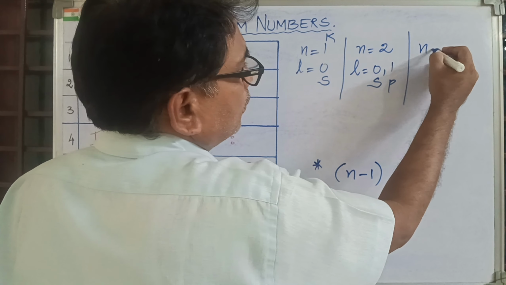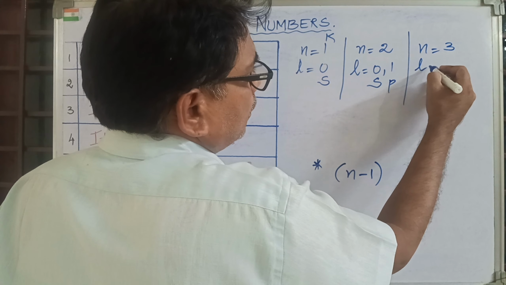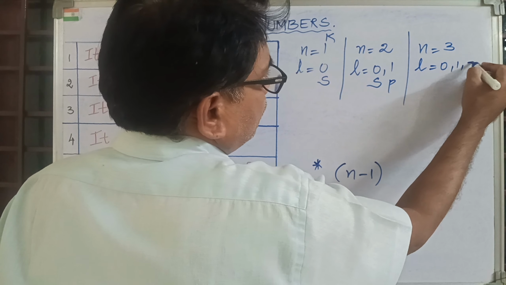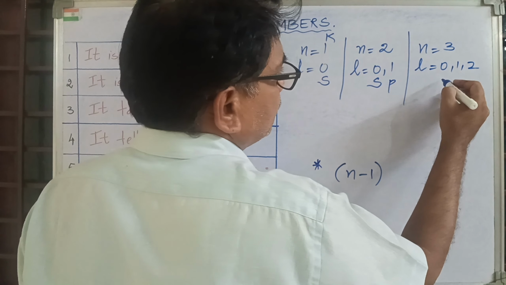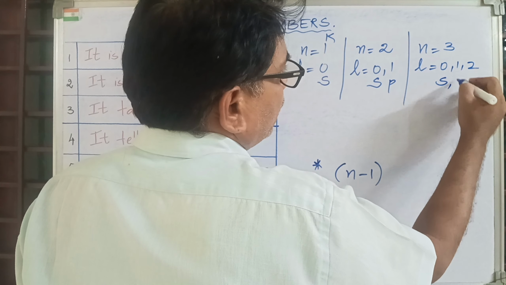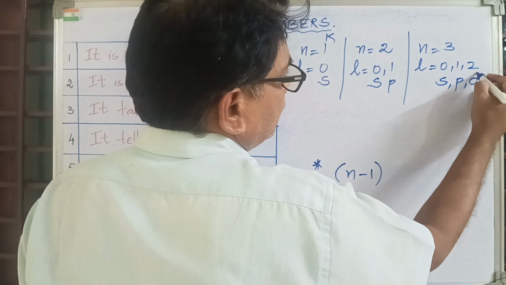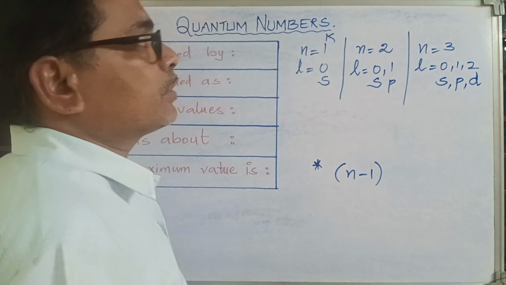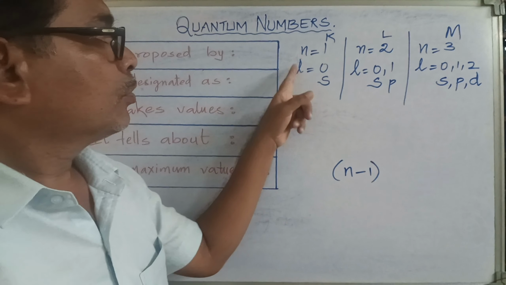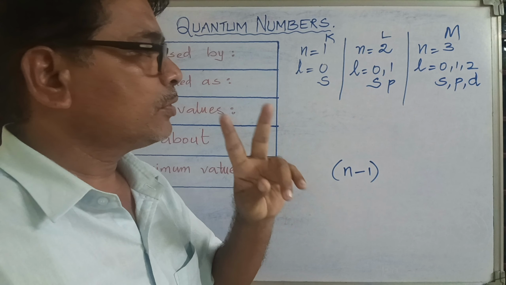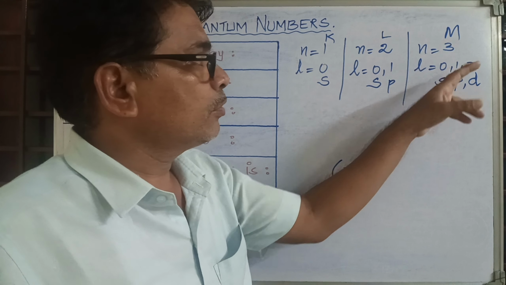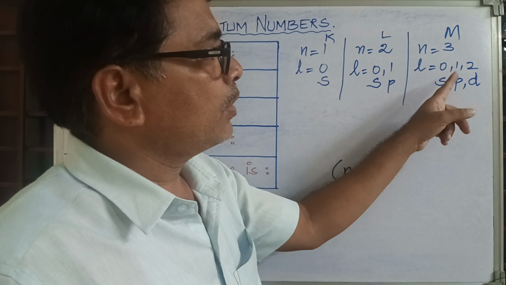Now coming to n is equal to 3. l has 3 values: 0, 1 and 2. 0 is also a number, like the whole numbers. 0 is represented with s, 1 with p, and 2 with d. Now what do you understand by this? n is equal to 1 means l is equal to 0. n is equal to 2 means l values are 0 and 1. n is equal to 3 means l values are 0, 1, 2.